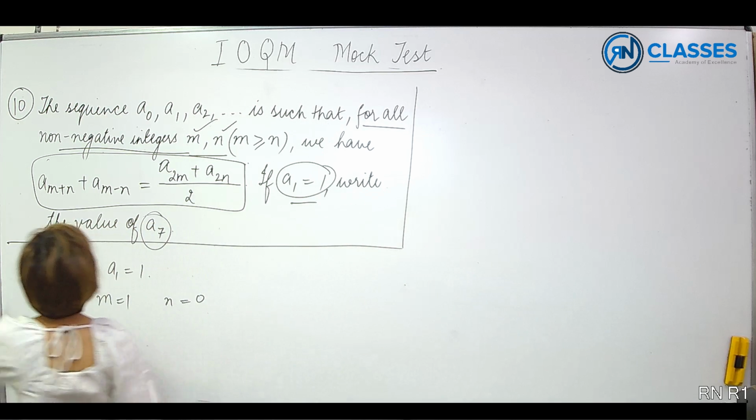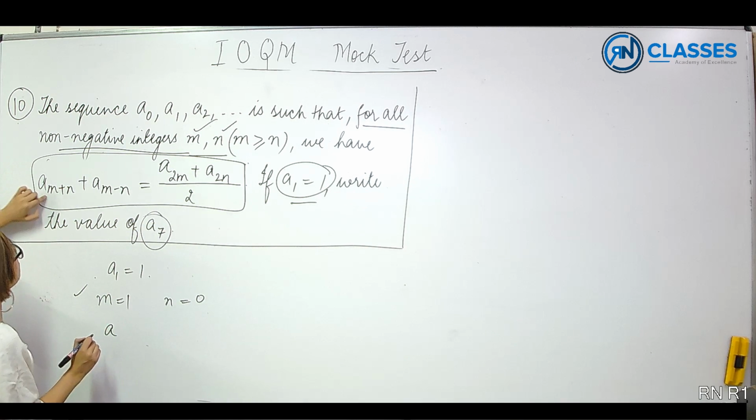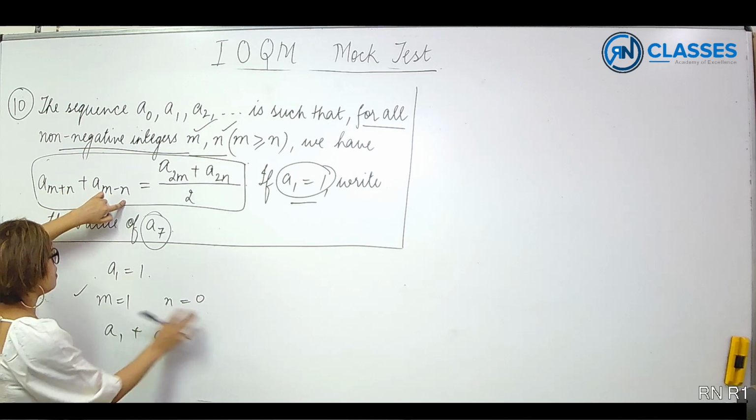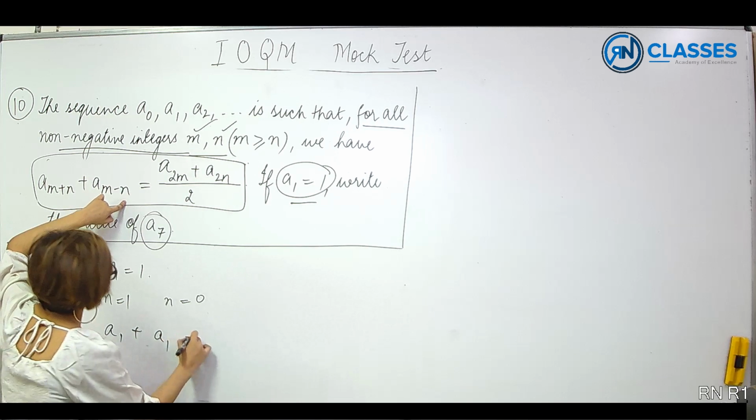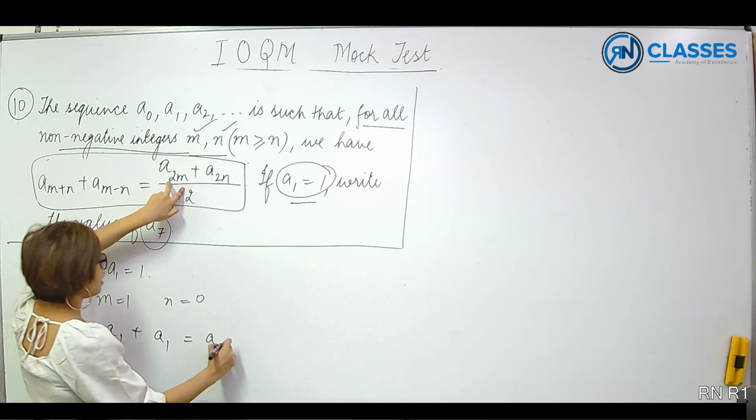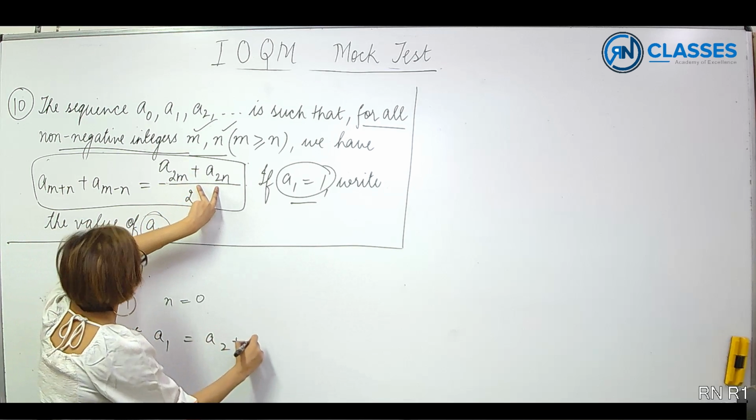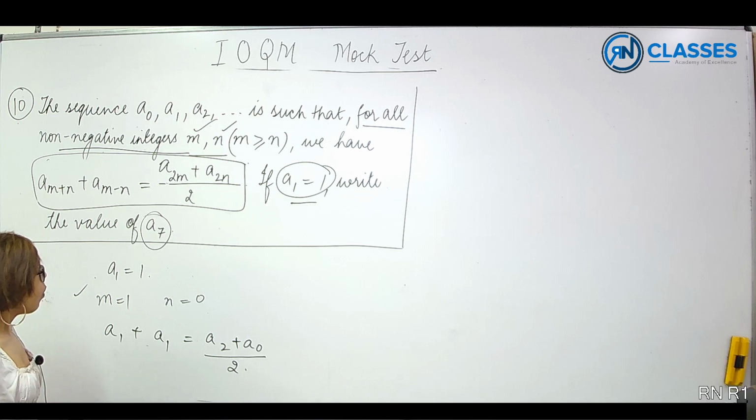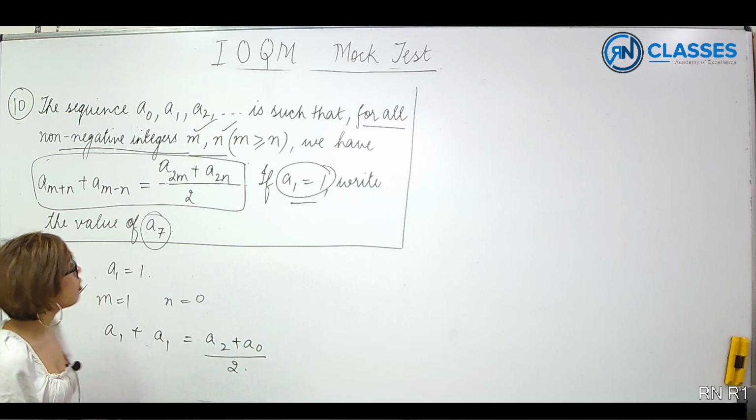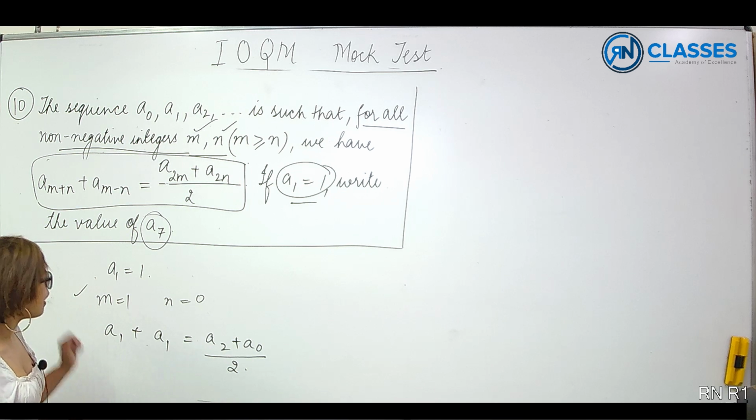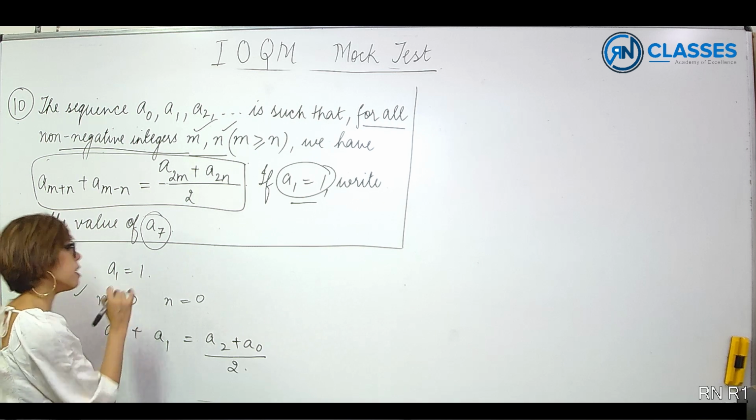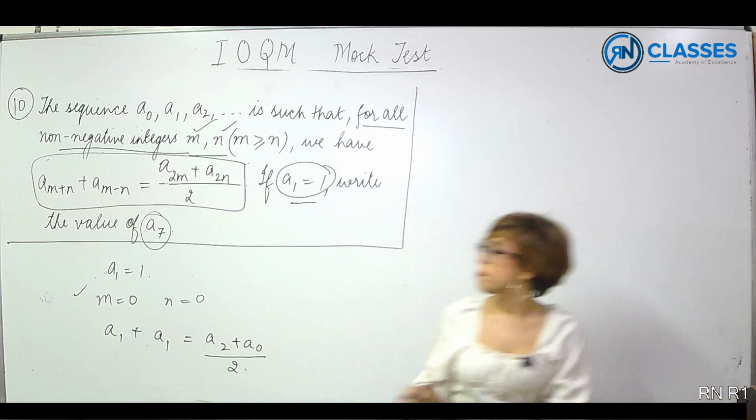If this is the case, this relation turns out to be A(m+n), so that is A1, plus A(m-n), so that is A(1-0), which is A1, equal to (A2m, which is A2, plus A0) divided by 2. Now, this does not help me provided I do not know A0. Instead of starting with this, what I can do is have m as 0 and n as 0. Let me start with that.